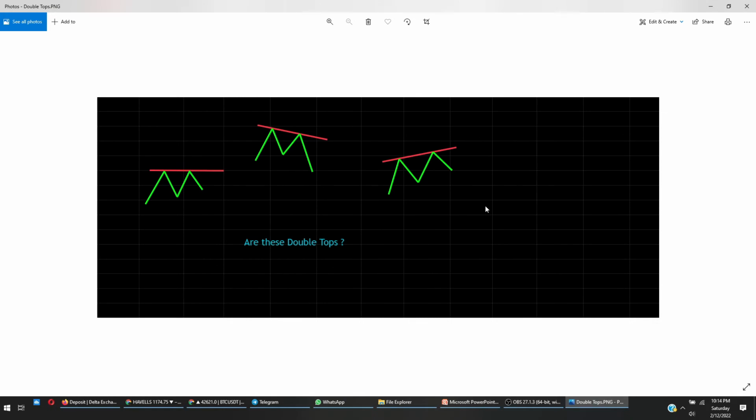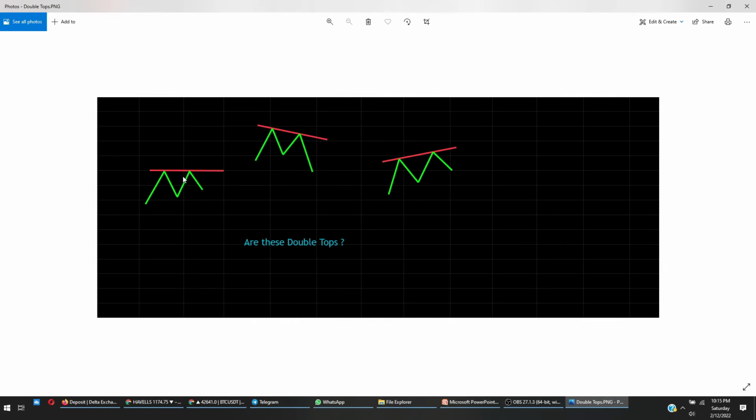But what is the difference? The difference is the first one, that is this one, is a perfect double top because this top and this top are in sync with each other. Let's say that this top is at 300 rupees and this top is also at 300 rupees. So the first one is a perfect double top. But remember, I'm just using the word perfect to explain the stuff. There is nothing like a perfect double top or an imperfect double top. This is just for illustration purposes.